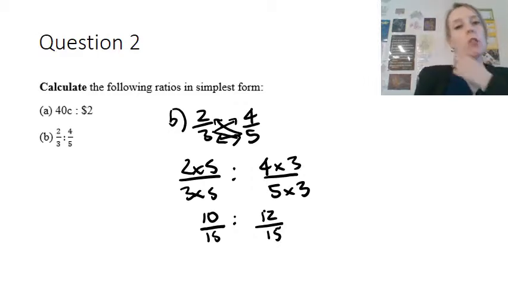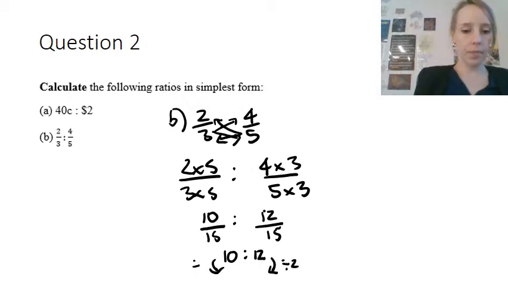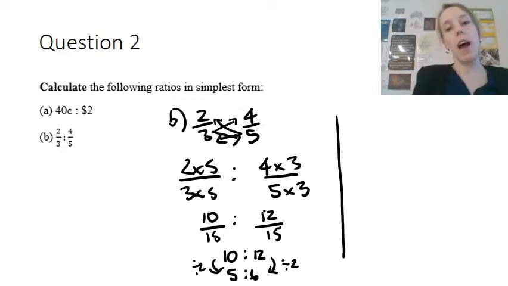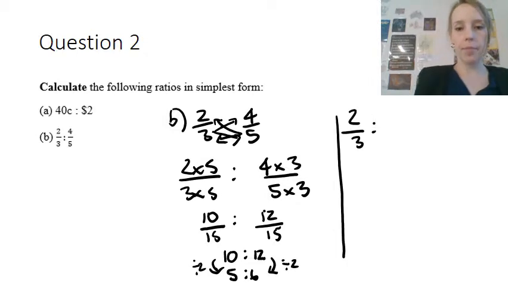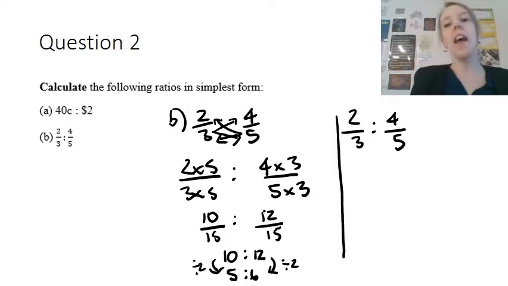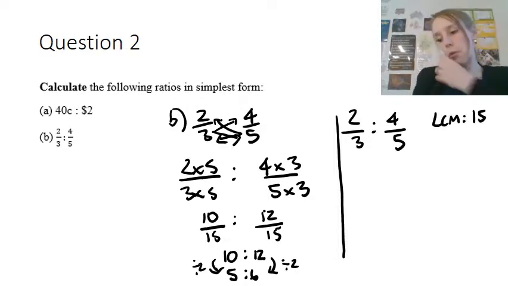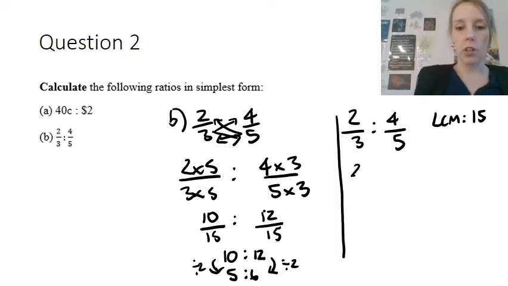Once we've done that, we can just lose the denominators because they're the same denominator. So we've got 10 is to 12, and then we can simplify. If we divide both sides by 2, we get 5 is to 6. The alternate way is to multiply by the lowest common multiple. So we've got 2 over 3 is to 4 over 5, and our LCM of 3 and 5 is 15, so we can multiply them both by 15. So I can do 2/3 times 15 is to 4/5 times 15.